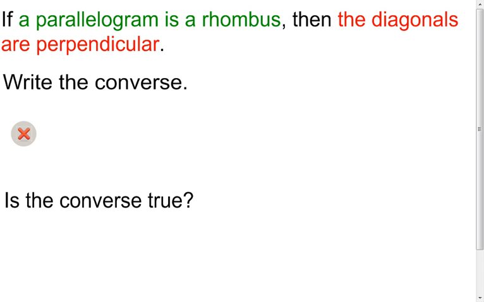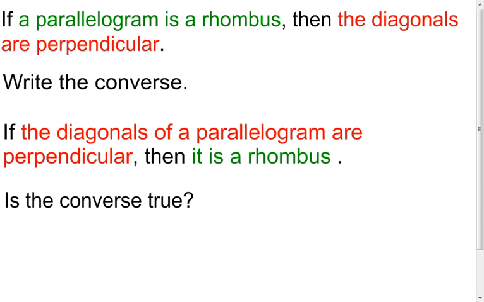Now I want to look at the converse. So I'm going to change my hypothesis and my conclusion around, and then I'm going to write that. Notice now it says if the diagonals of a parallelogram are perpendicular, then it is a rhombus. I want to know, is this true? So I'm going to do a little proof here.